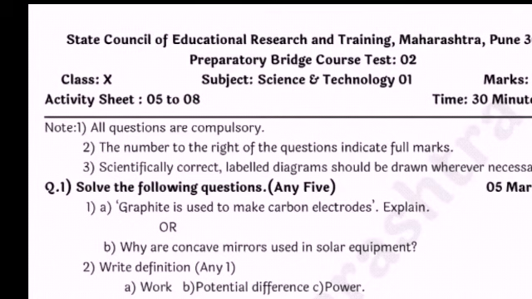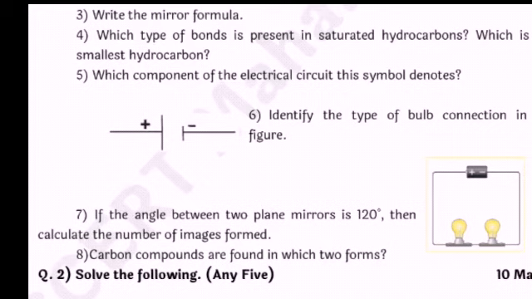Let's see the question number 3. The question is, write the mirror formula. Let's see the mirror formula. It is used to find distance of object, distance of mirror or focal length. The formula is 1 upon f is equal to 1 upon u plus 1 upon v. Friends, this is also called as mirror formula. Let's see the next question.